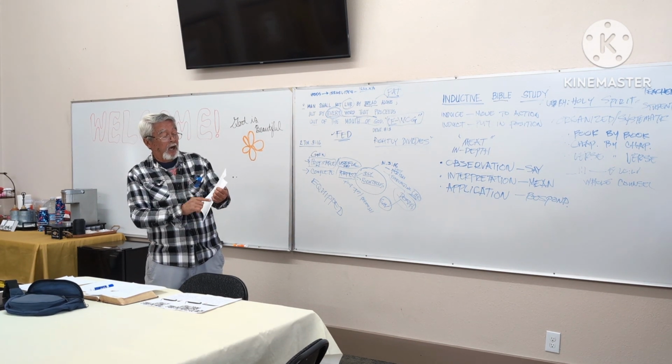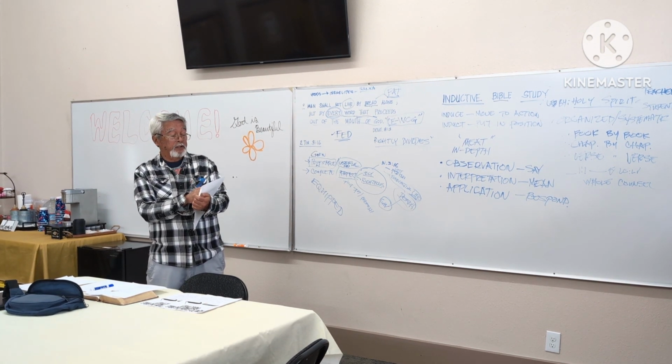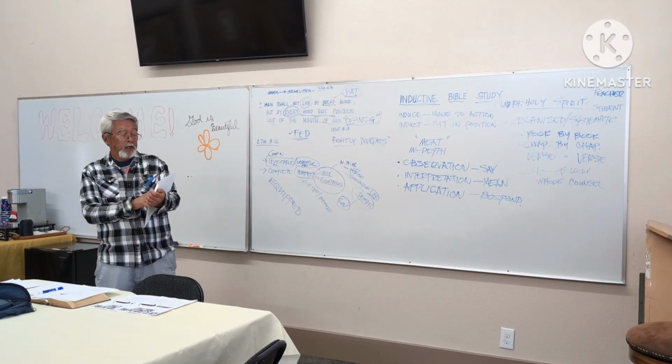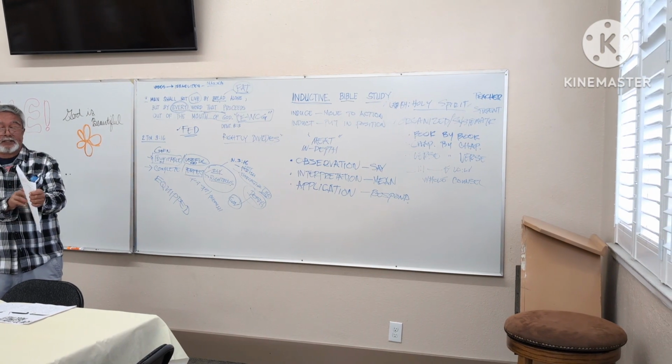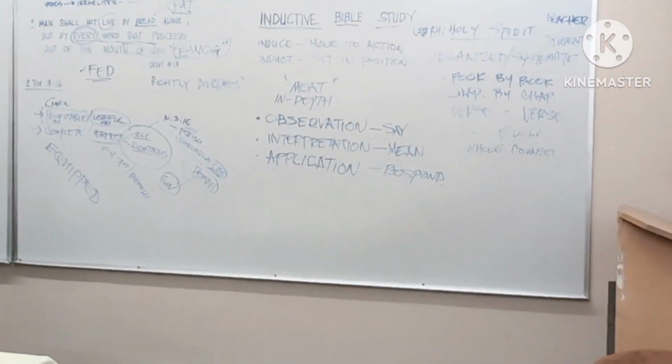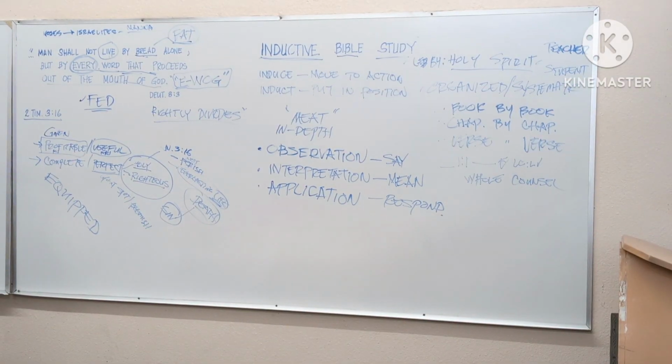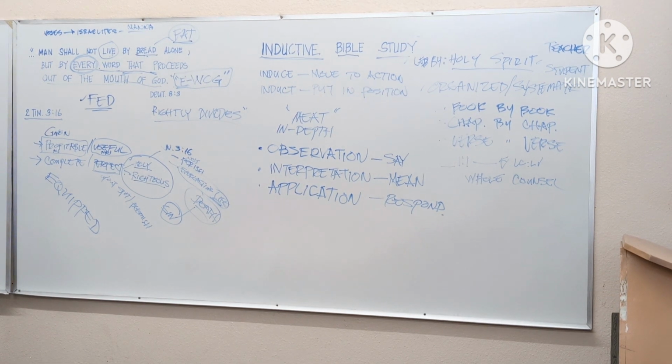Okay, that when you're studying the Word of God inductively, then you should have papers like this. What are you supposed to write down when you're observing? Who is involved? What has happened? When did this occur? Where are they now? What was said?